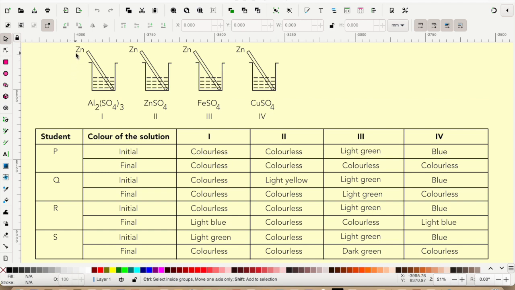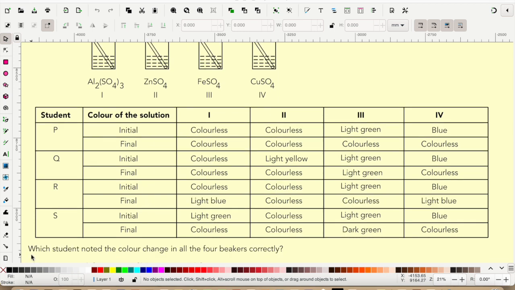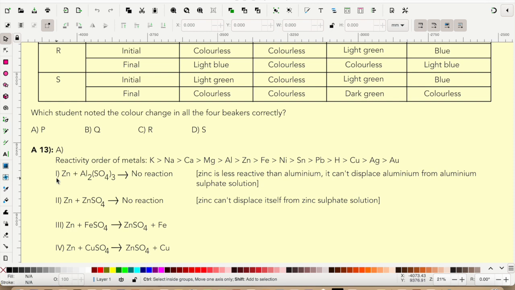Now based on the reaction between zinc and aluminum sulfate, zinc and zinc sulfate, zinc and iron sulfate, and zinc and copper sulfate, 4 students observed the color change and noted it down in this table. Now we have to find which student noted the color change in all the 4 beakers correctly. Let us see the chemical reactions taking place in all the 4 beakers one by one.